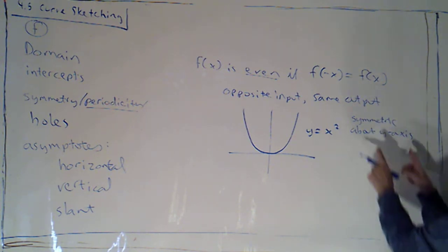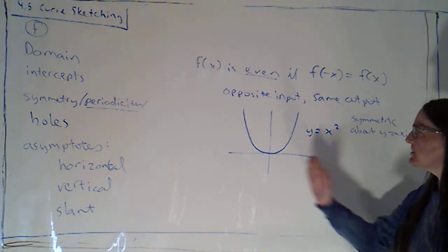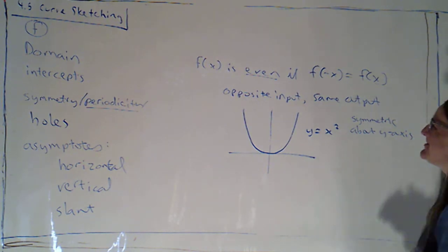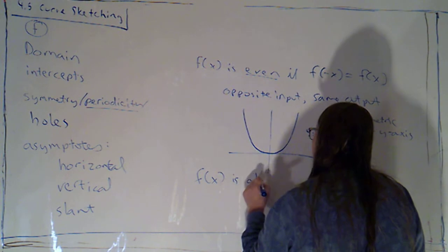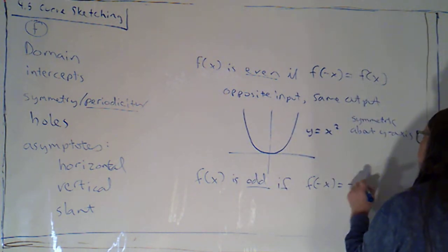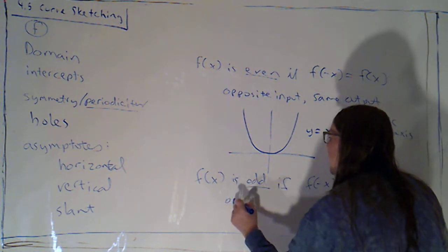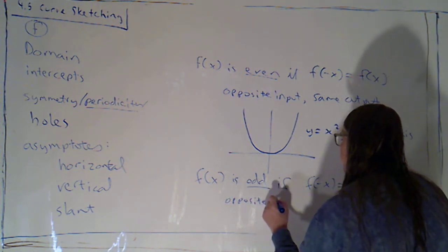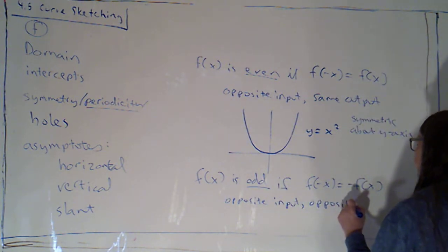Okay. How do I check for whether a function is even? Well, actually, it's the same test for whether it's odd as well. So let me go over odd first, and then we'll review the test. I would say f of x is odd if f of the opposite of x is the opposite of f of x. So that would be opposite input giving me the opposite output.